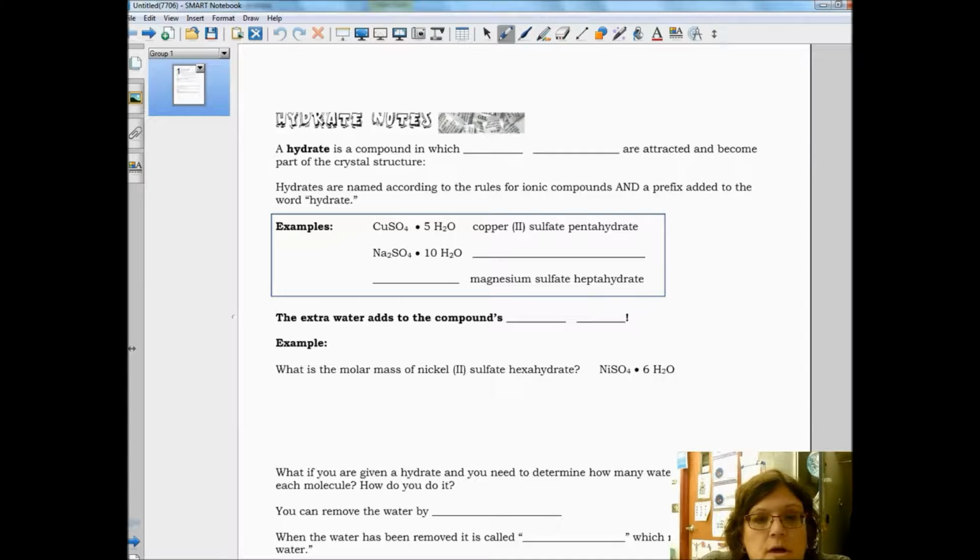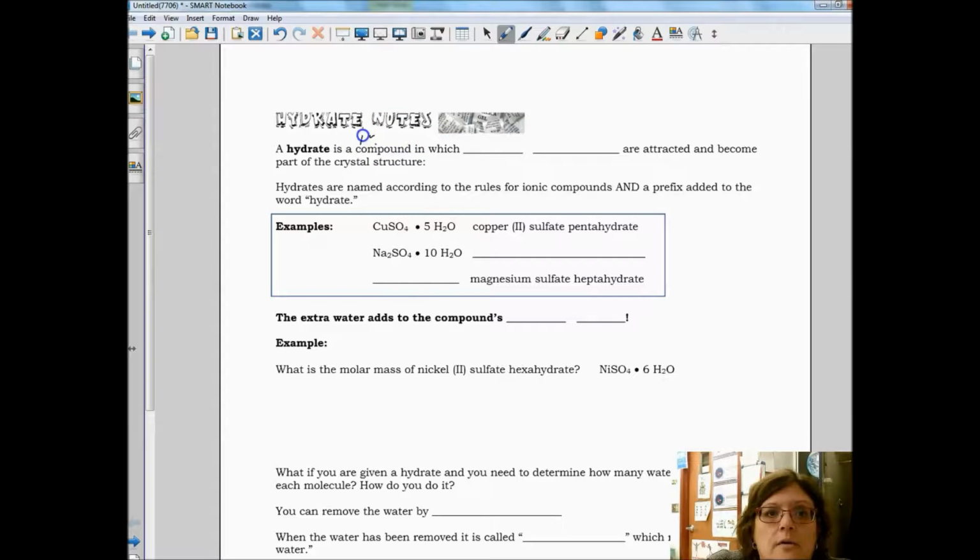A hydrate is a compound, and I'm going to write ionic above this, in which water molecules are attracted and become part of the crystal structure. When we did the flame test lab, you may remember that some of the powders that were in the little boats had kind of become liquidy. That is because they were hydrates and they were attracting water from the air.